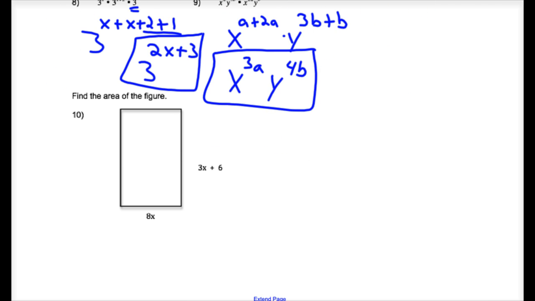Oh my gosh, they are asking to find the area. I thought they were going to put another binomial down here, and I was like, these guys don't know how to do that yet. But as long as it's a monomial down here, you guys can do this. All right. We're going to find the area of this.